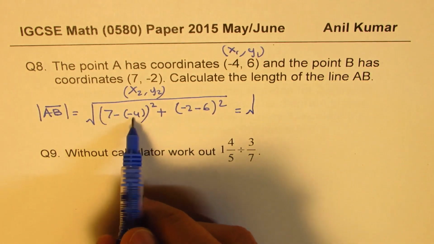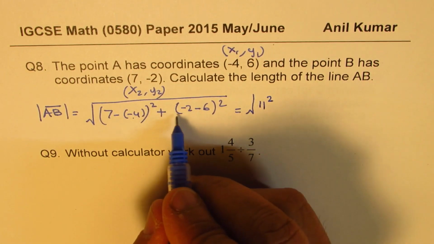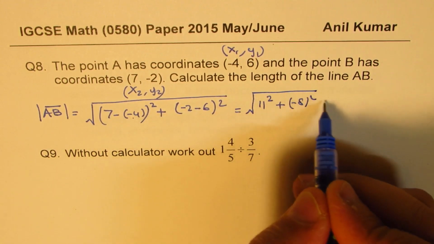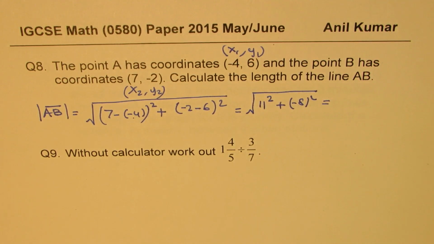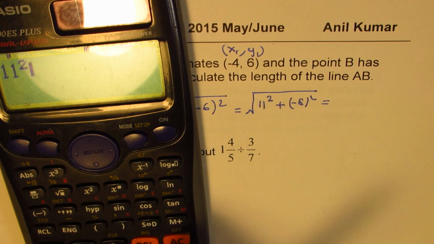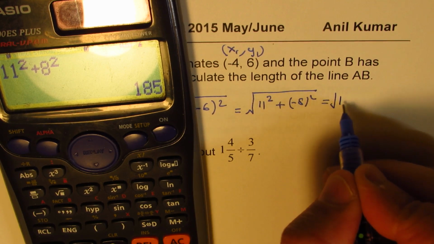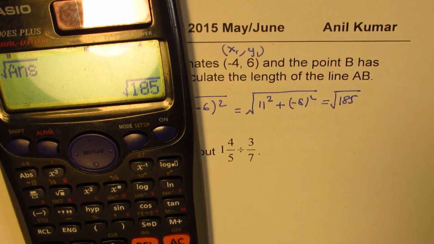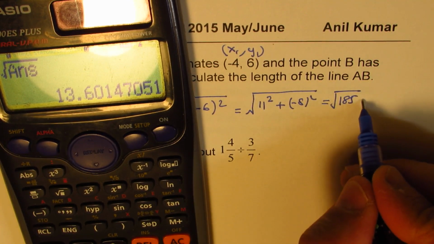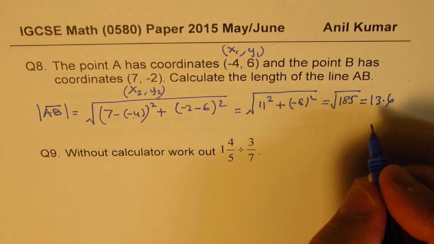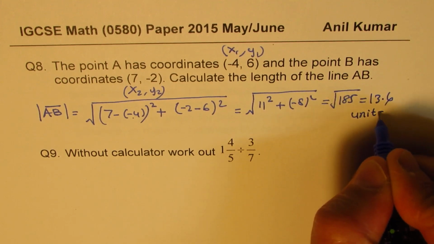So that gives you 7 plus 4, which is 11 squared, and this is plus minus 8 squared. So we can use the calculator and find the answer. So 121 plus 64 square root, right? So we will write this as 11 squared plus 8 squared equals 185, square root, and we'll do the square root of our answer, which is equal to, in decimals, 13.6. So 13.6 units will be the distance, right?